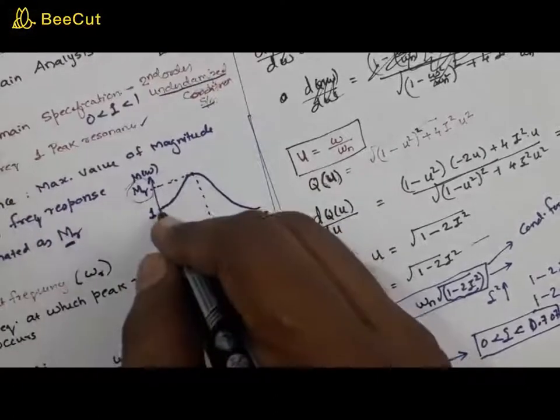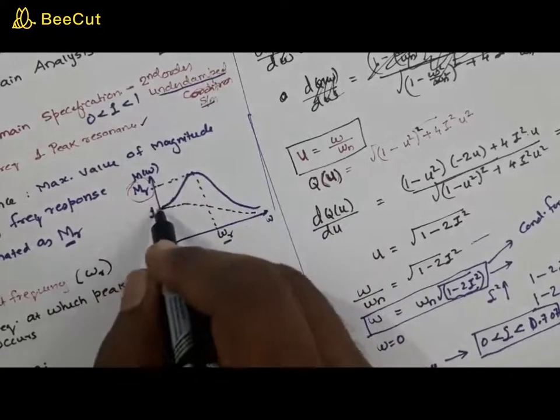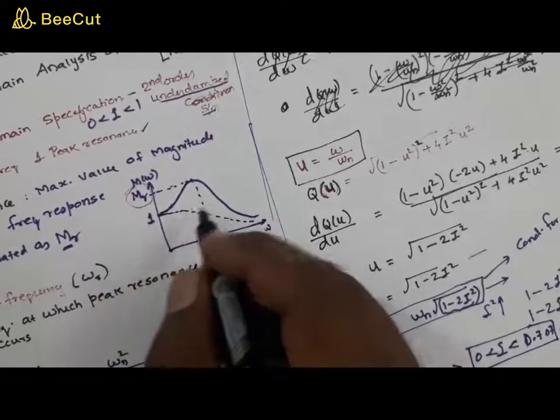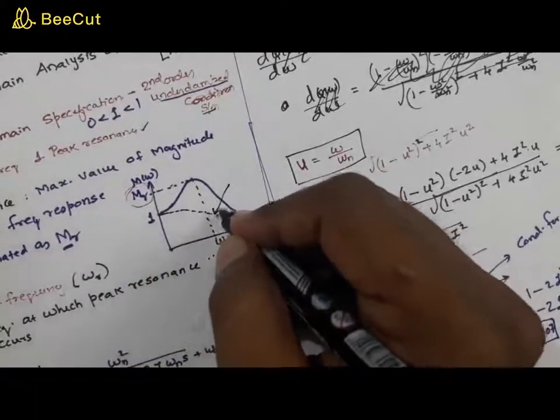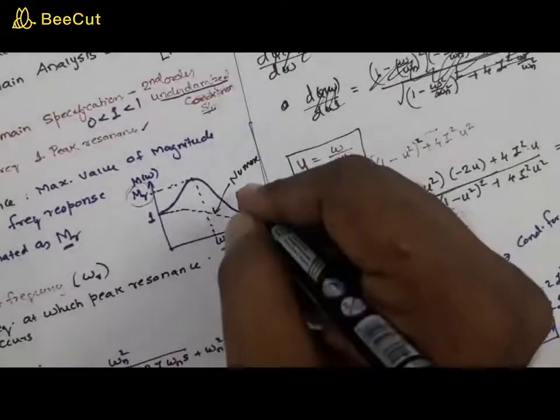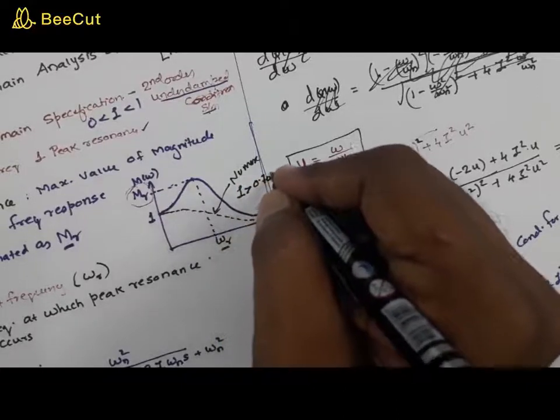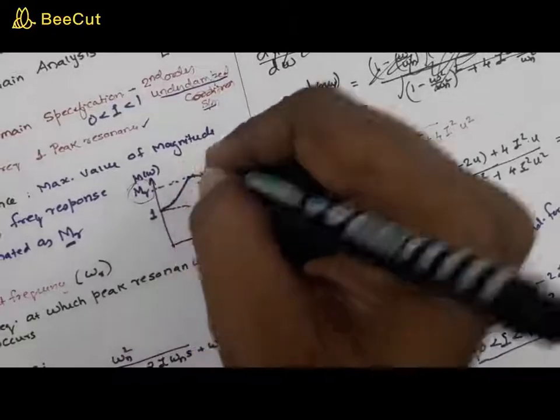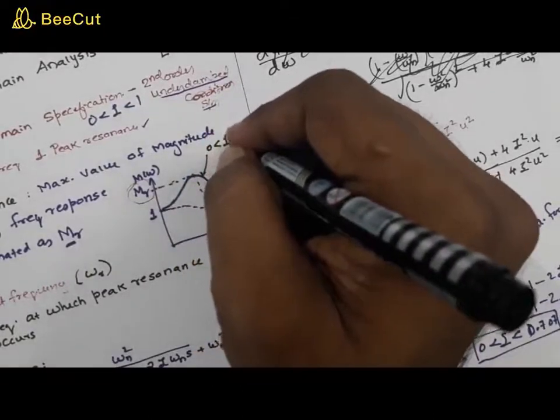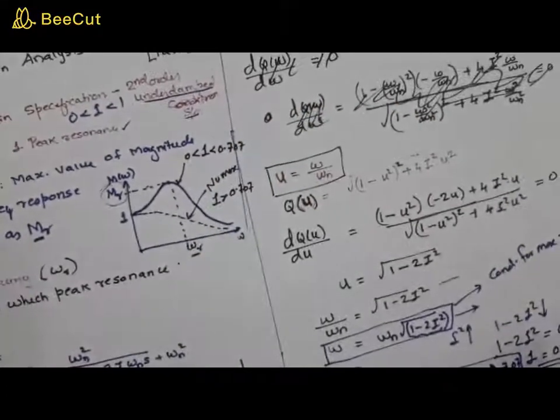Okay, so that means you can have a scenario like this as well. A magnitude response can be in this way, without going to a peak. That means in this case you don't have a maximum resonance. And what must be the reason? This is for the value theta greater than 0.707. This is for the value theta less than 0.707. Hope you understood this. Okay.